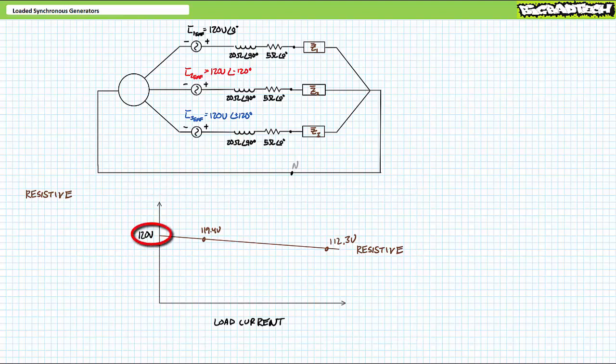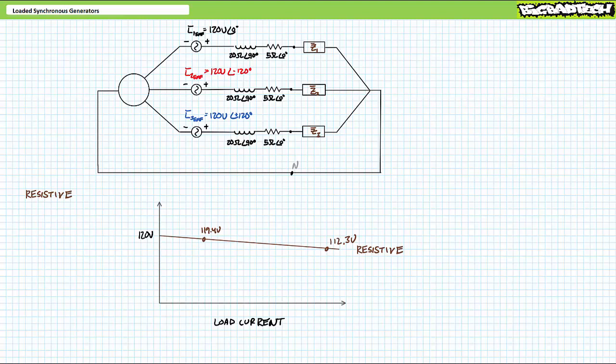In the unloaded condition, i.e. no current, output voltage was the ideal 120 volts we initially established. When we connected a 1000 ohm resistive load and draw just a little bit of current, output voltage dropped to 119.4 volts. When we connected a 100 ohm resistive load, current increased and output voltage dropped to 112.3 volts. Long story short, increased current demand for resistive loads results in a reduction of output voltage.